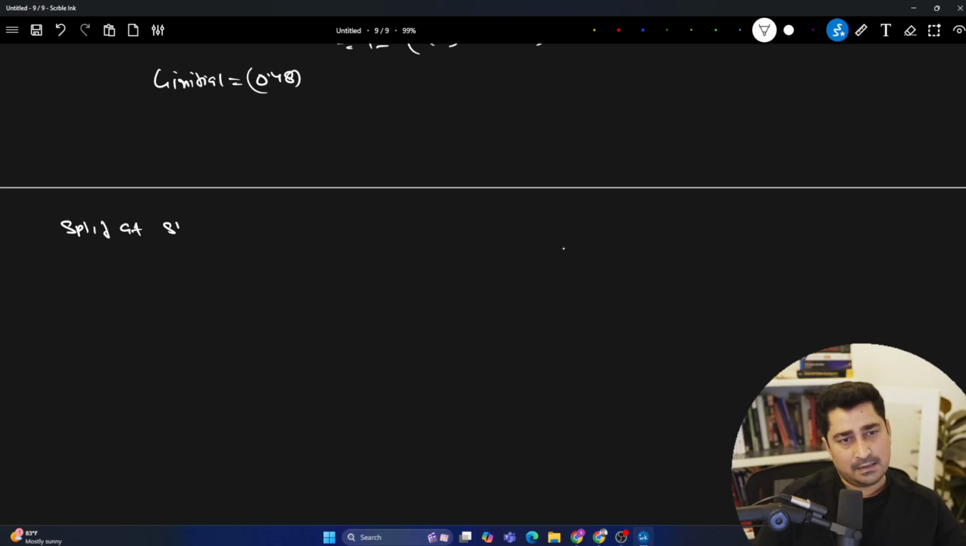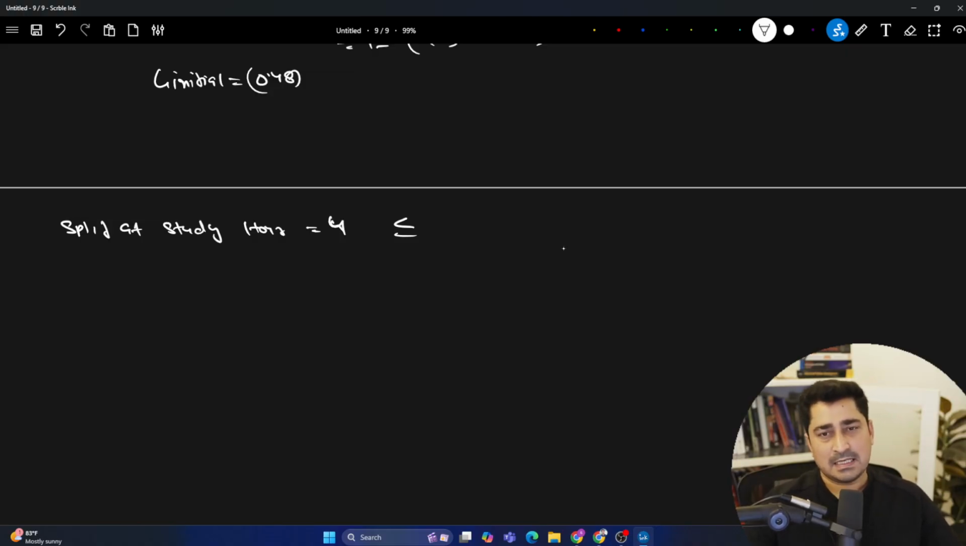A split at study hour, let's suppose, equal to 4, right? So lesser than 4, people are failing, and greater than 4, obviously people are going to pass. So I can say that we are trying to prepare basically a node.